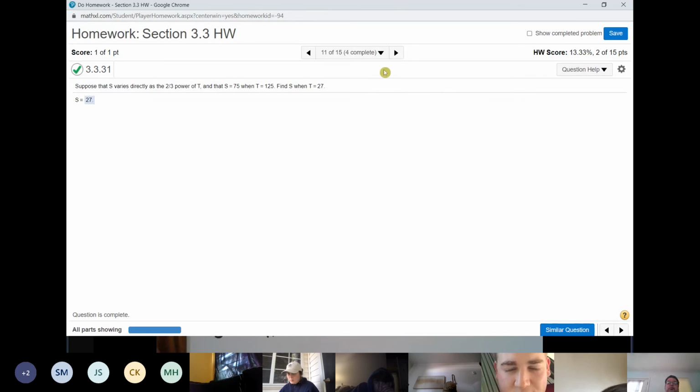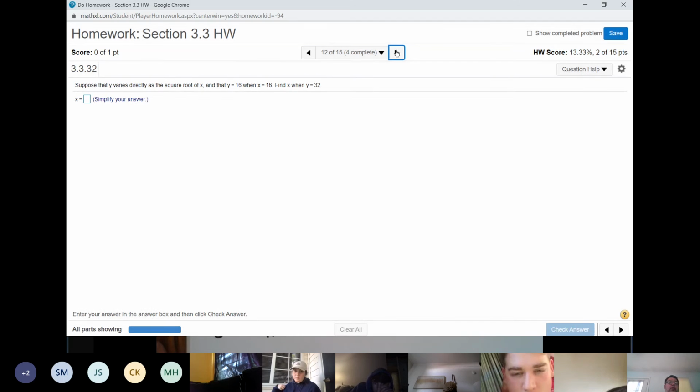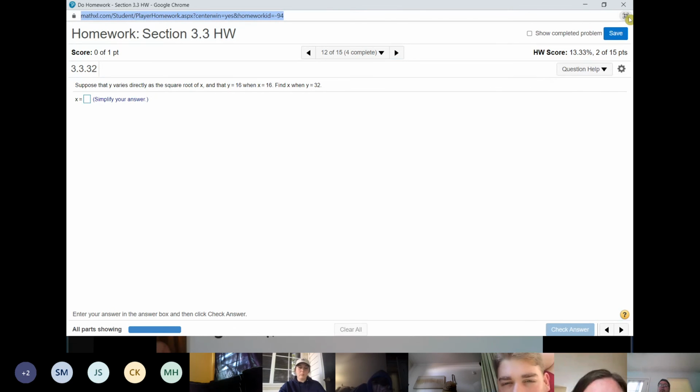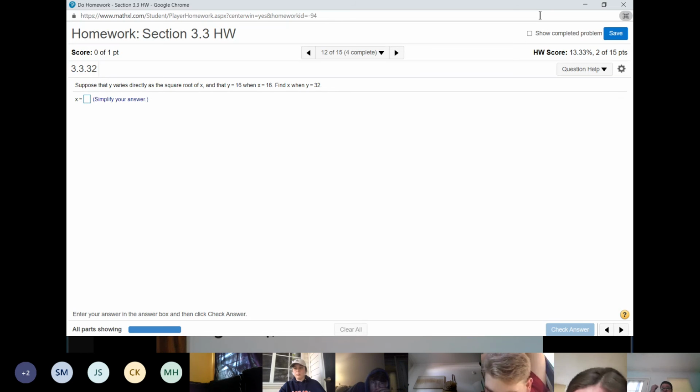Okay, that's a good test question. Let y'all do this one. I wish I could blow it up, but I can't. Suppose that y varies directly as the square root of x, and that y is equal to 16 and x is equal to 16. Find x when y is equal to 32. I bet I know why I can't, because I'm in review mode. I'll have to get out of review mode.